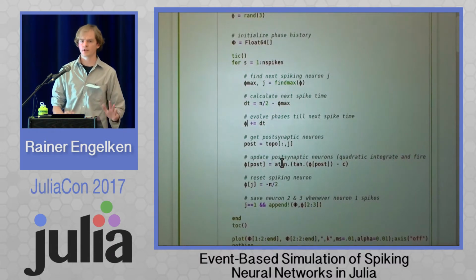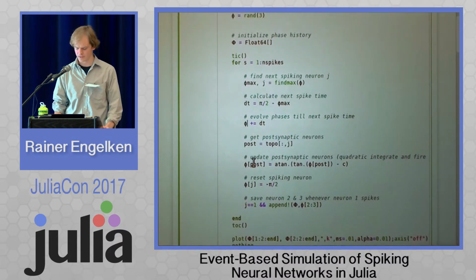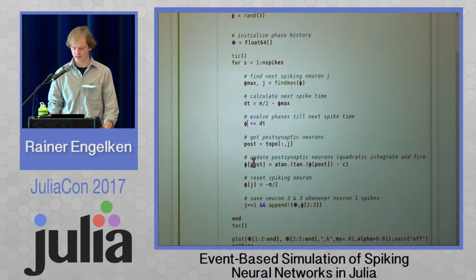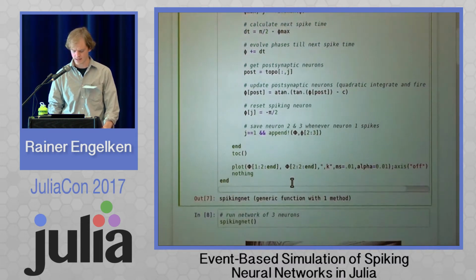And now the only non-trivial line in this program is the following. We have to update the postsynaptic neurons, and in this case I choose a quadratic integrate-and-fire neuron, and then this phase response curve looks like the following. We have to evaluate an arctangent and tangent. And inside this function is C, the coupling strength. Now the final step is we have to reset the spiking neuron, and whenever neuron 1 spikes, we append the phase of neuron 2, 3 to our phase history, and that's it. And we plot it at the end.